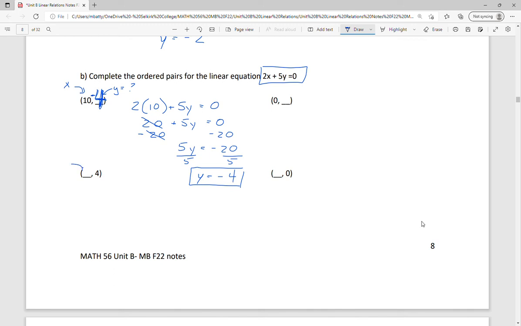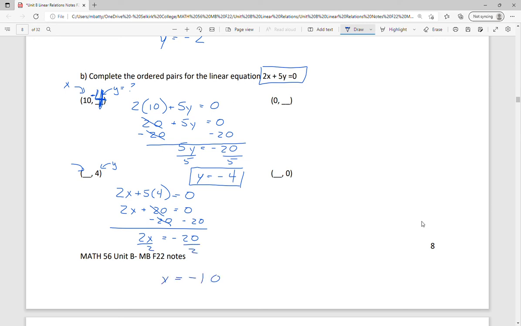Okay, another one. So this time it says, what is x if y is 4? So I'm going to copy out my equation, subbing a 4 in where I see that y. I'd have 2x plus 20 equaling 0. Subtract 20 on both sides. That would get it away from my x term. Oops, I haven't been drawing that there, sorry. And I'd get 2x equaling negative 20. Divide by 2 on both sides, and I get that x equals negative 10.